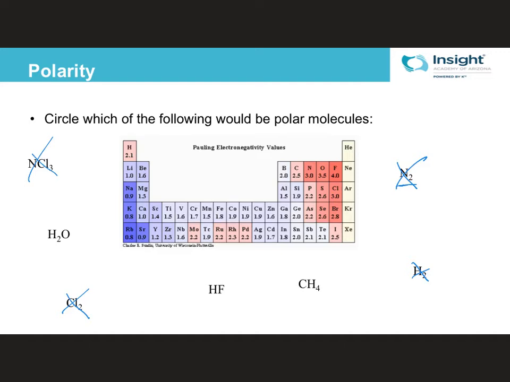I'm going to pause it here, see if you can figure out which ones of these are the polar ones. All right, so we've got H2O, which is 2.1 and 3.5. And that polarity is what gives water a lot of its important properties. Hydrogen, fluorine, that's the biggest. Fluorine almost always makes polar molecules. The only one it doesn't do that with is oxygen. And then CH4 is 2.5 and 2.1. Nope, nonpolar.